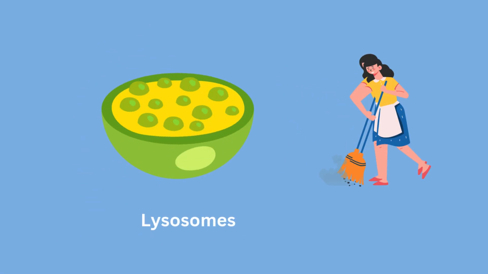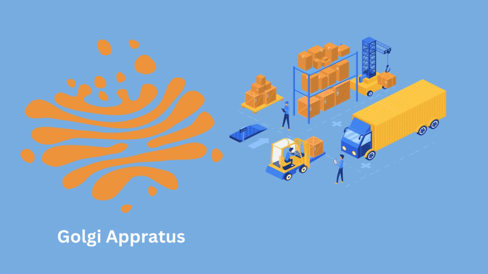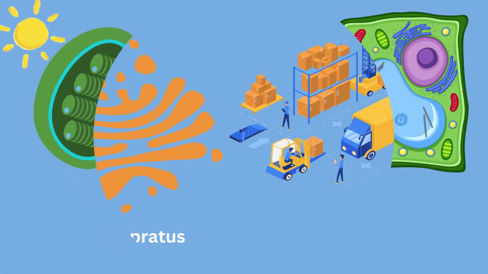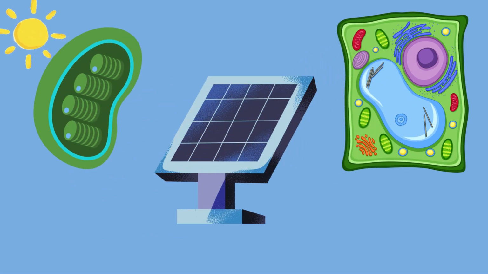Lysosomes act like the cell's recycling crew, breaking down waste and keeping everything efficient. Transport. The Golgi apparatus and cytoskeleton handle the packaging and transportation of proteins while maintaining the cell structure. Photosynthesis. In plant cells, chloroplasts harness sunlight to produce glucose for energy and release oxygen, something we still benefit from today. Thanks for sticking with me through this journey into cell biology.